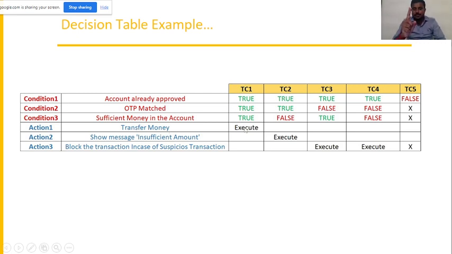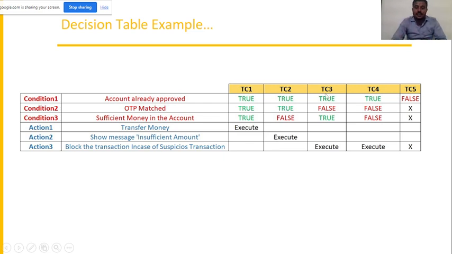Understood? Okay. Now come to test case 2. Account already approved, satisfied. True means satisfied. OTP matched, true, satisfied. Sufficient money in the account, not satisfied. Now tell me, which action should be performed? Show message insufficient amount. So test case 2 over.